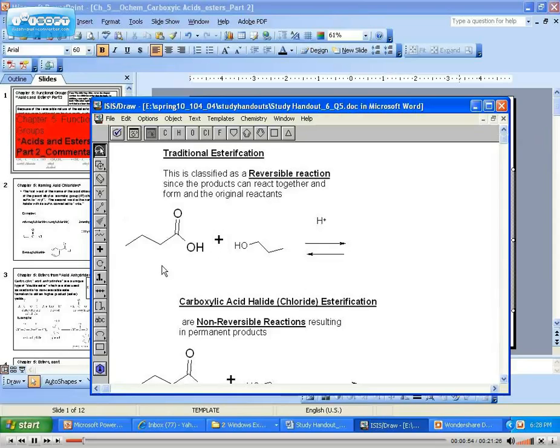So, in the upper left-hand corner, we have the traditional esterification. Here we have a carboxylic acid. Its name is butanoic acid. And then we have an alcohol. This is 1-propanol. And what's going to happen is, just reviewing our traditional esterification, using an acid catalyst and having an alcohol. Let me go ahead and duplicate both of these molecules. That way it'll make it easier.